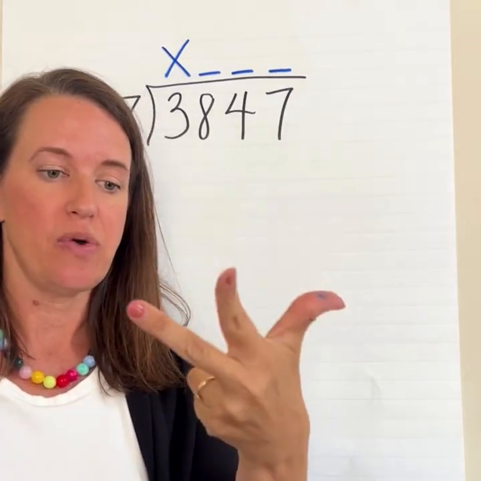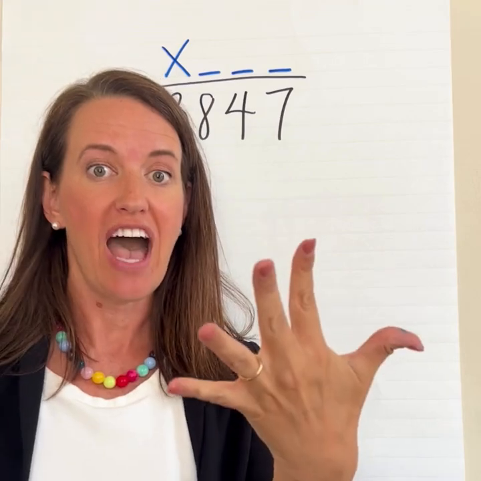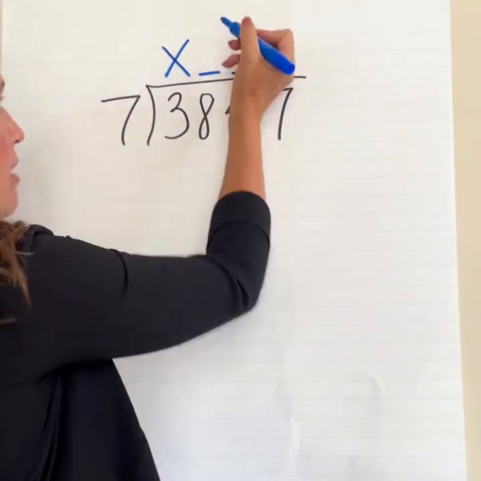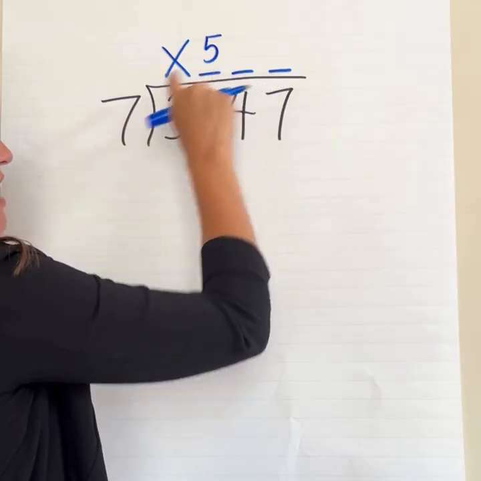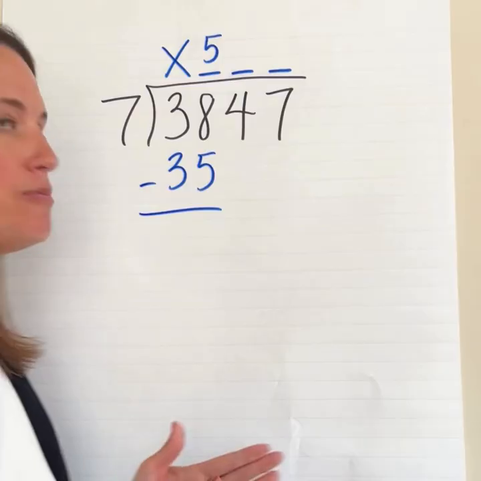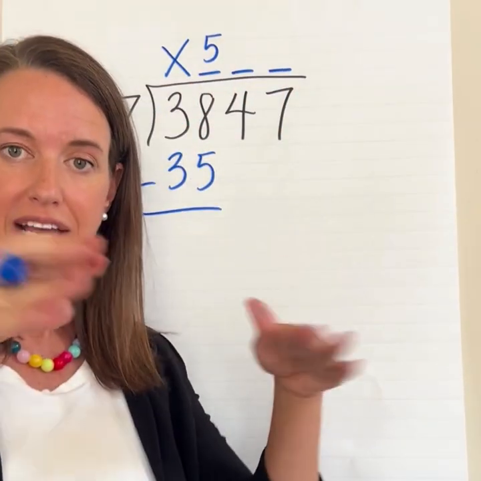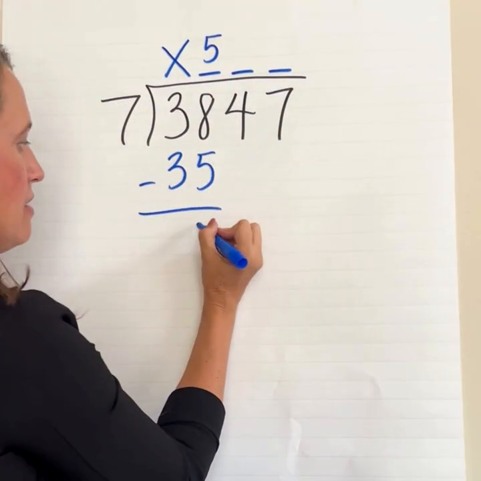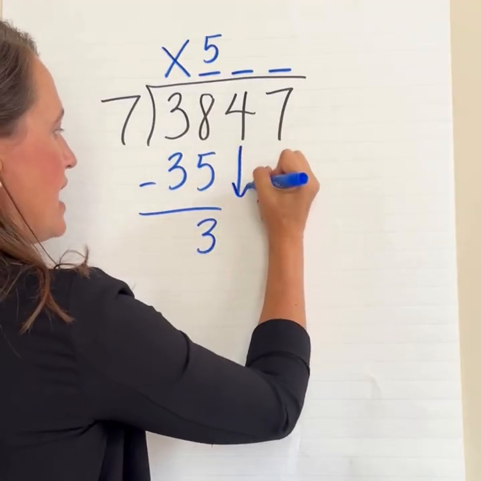7, 14, 21, 28, 35. 5 pops up, and I know 5 times 7 is 35. Hook your line, subtract. Subtract, subtract, subtract. 3. We're gonna pull down the shade.